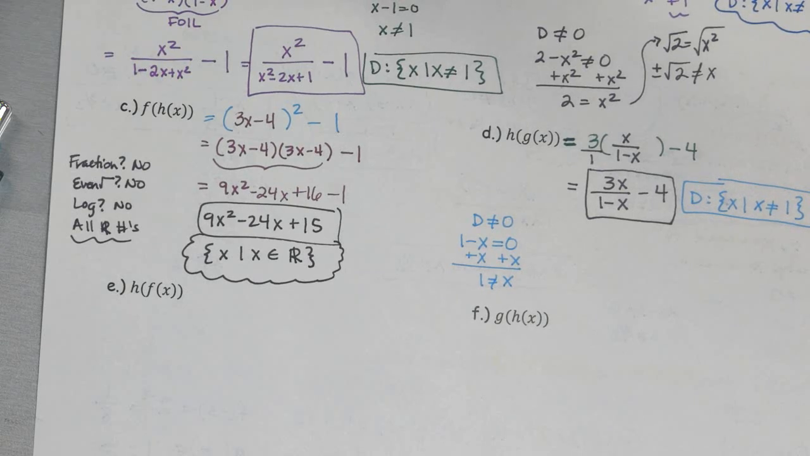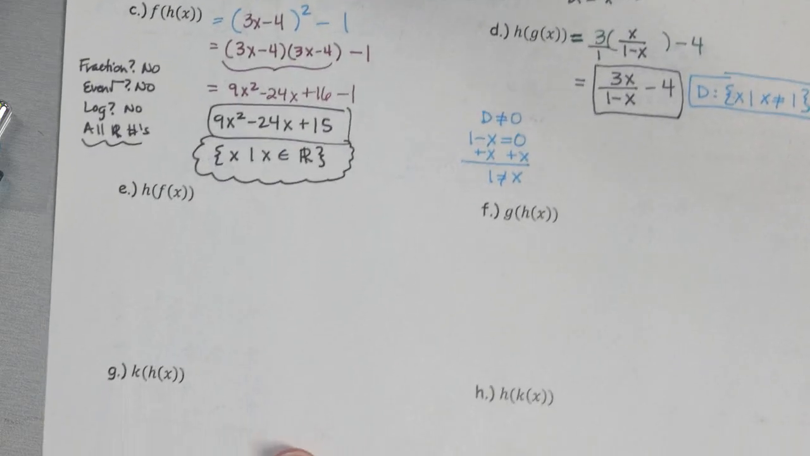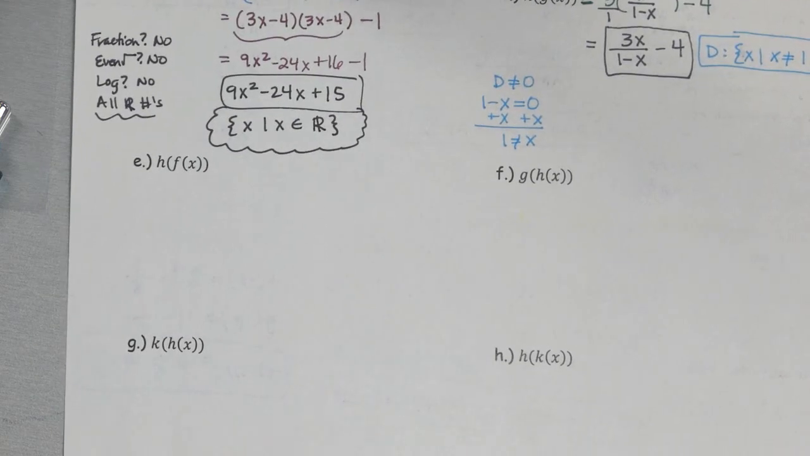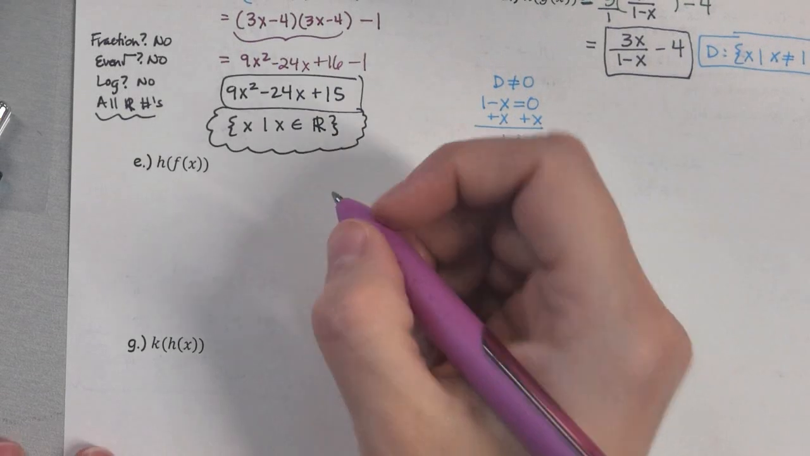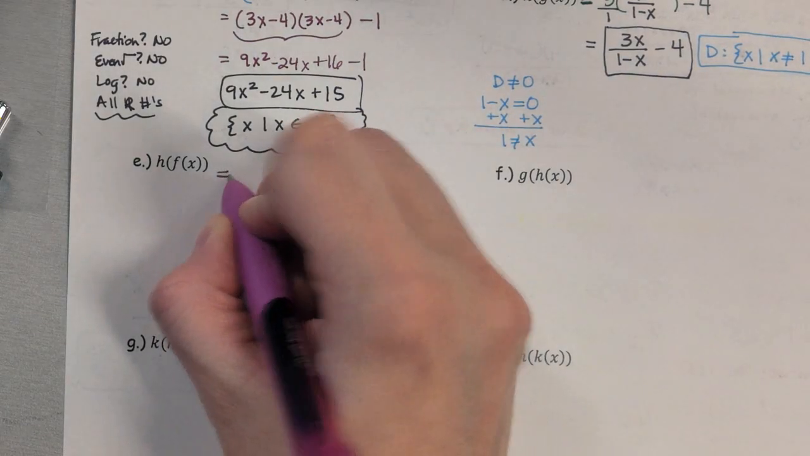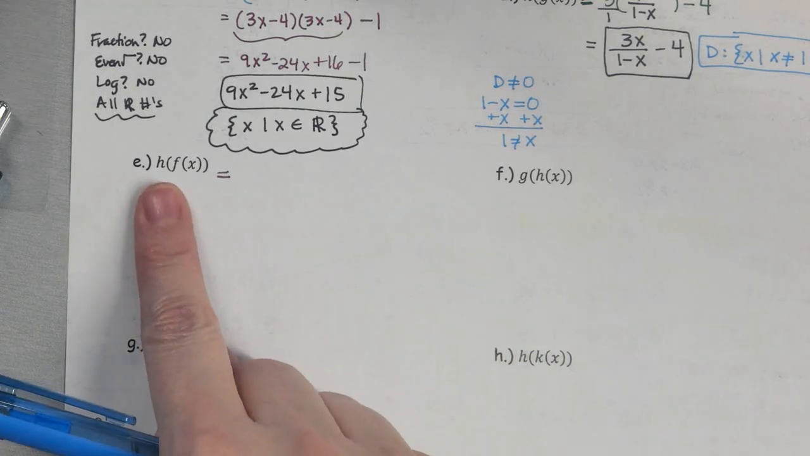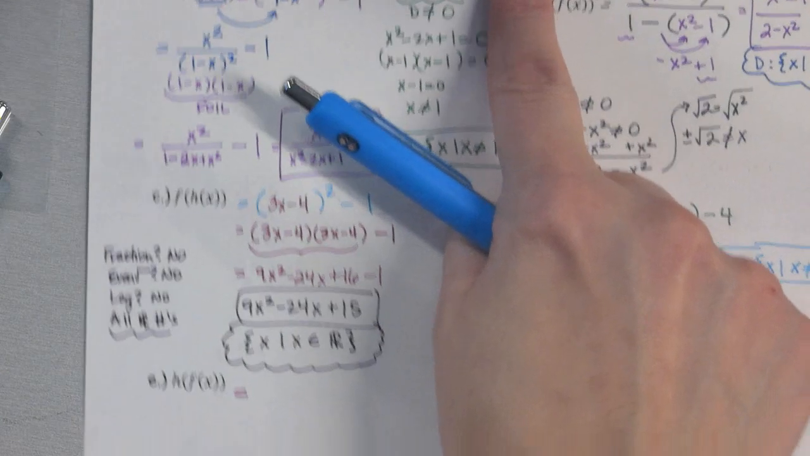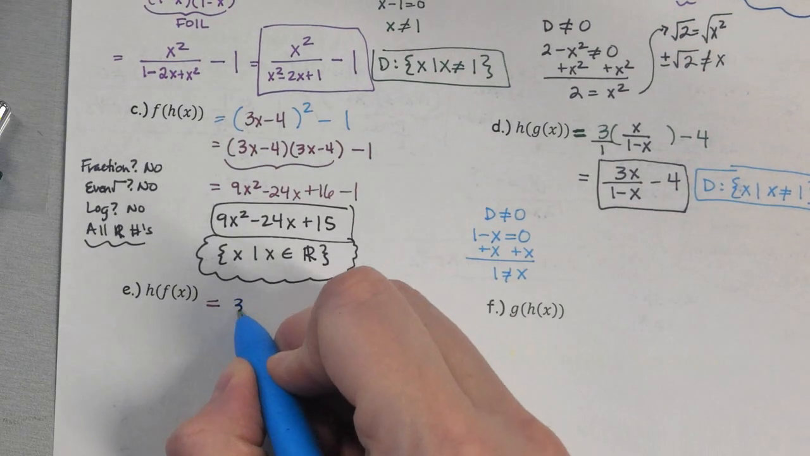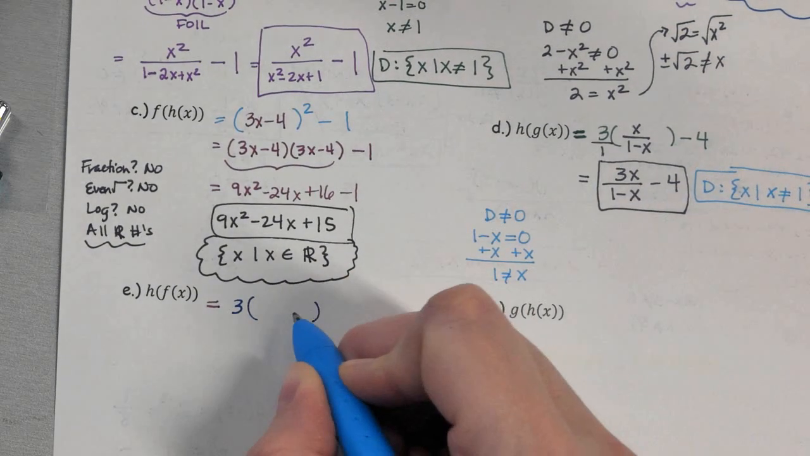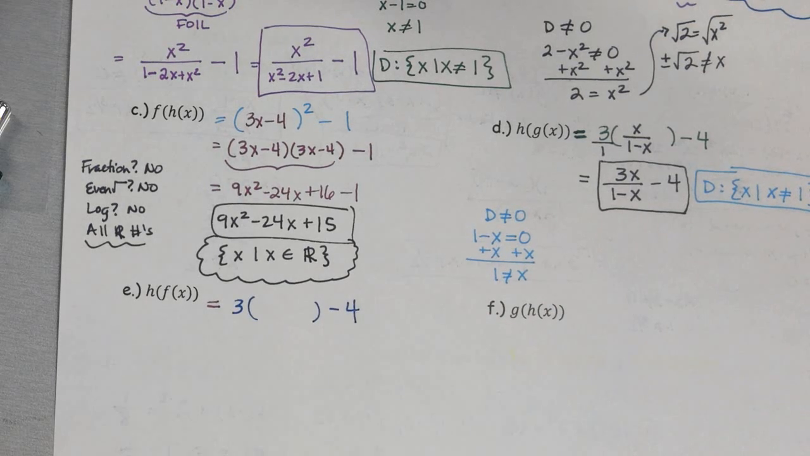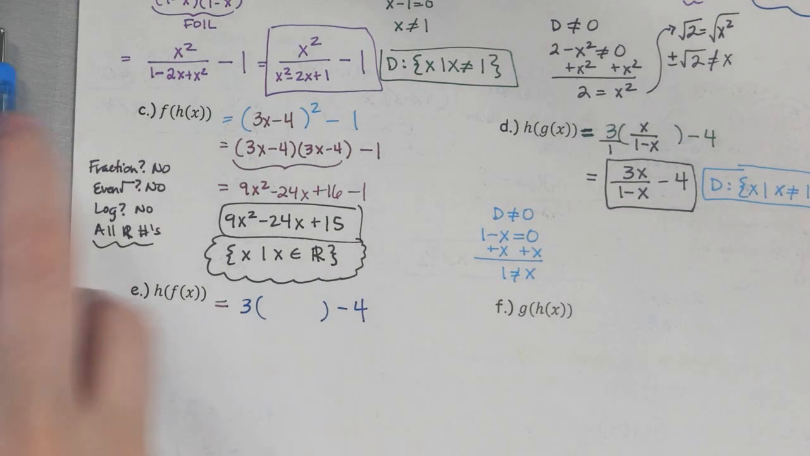All right, let's try E. I feel like you could do all of E. When you get to G and H, those are going to be a little bit different. So go ahead, try it on your own. If you're still having trouble with the plug-in, remember you start on the outside. So if it's H, and you see the 3x minus 4, if you feel like you're not ready to do the substitution at the same time, you can always do this and then go back.